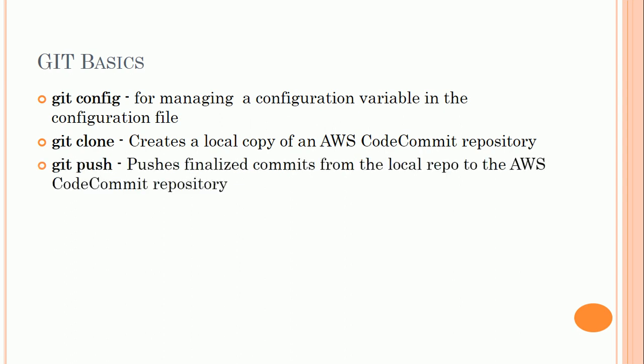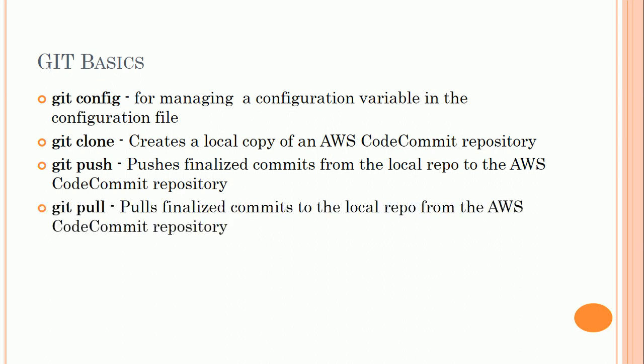The third one is git push. Git push is used to push finalized commits from the local repository to the AWS Code Commit repository. The fourth command is git pull. Git pull is used to pull finalized commits to the local repository from the AWS Code Commit repository.